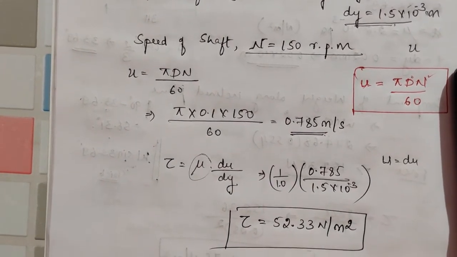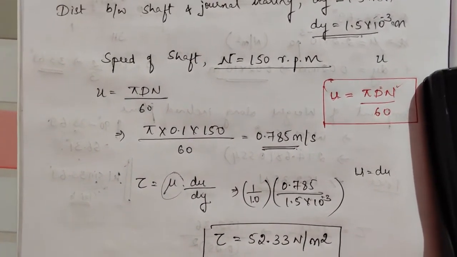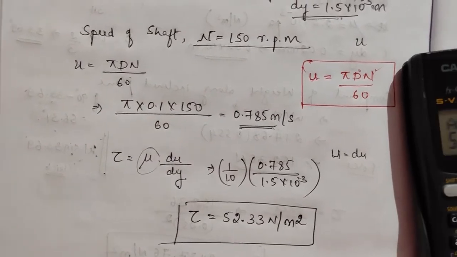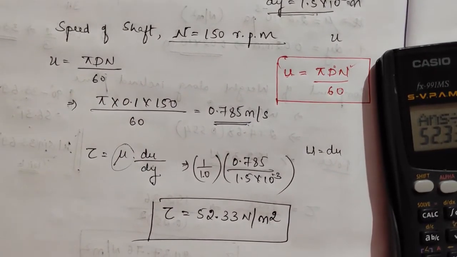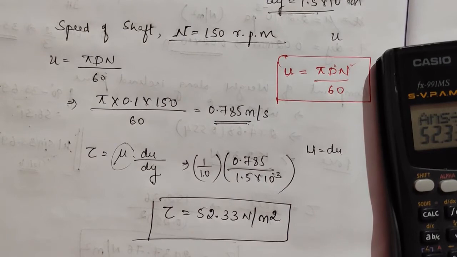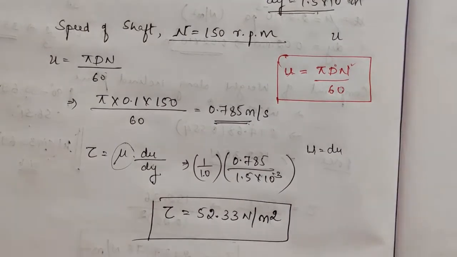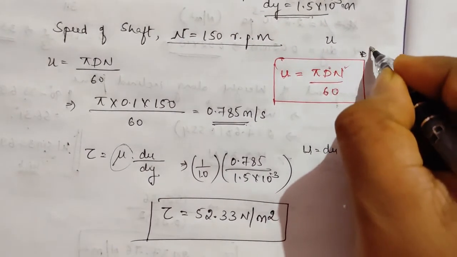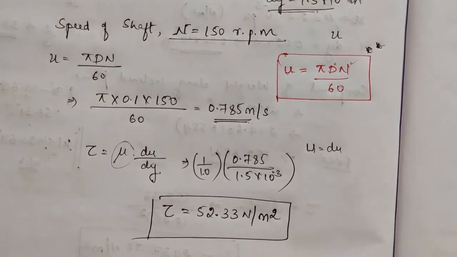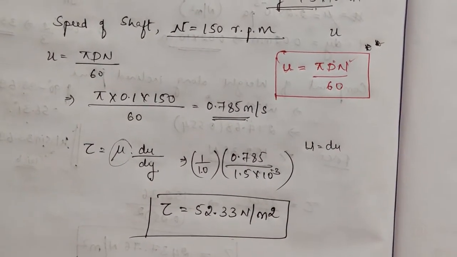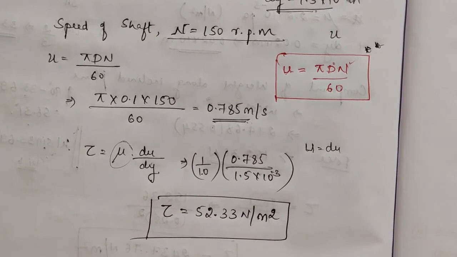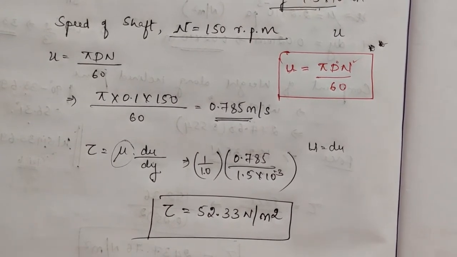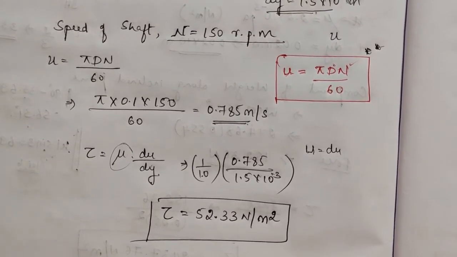It is the value of what? Shear stress, or intensity of the shear, whenever the speed of the shaft in rotations per minute is given. Remember this formula. If this formula is not there, you can't solve the problem. So every type of problem I am covering, please refer to it. Okay, another example I'll take.